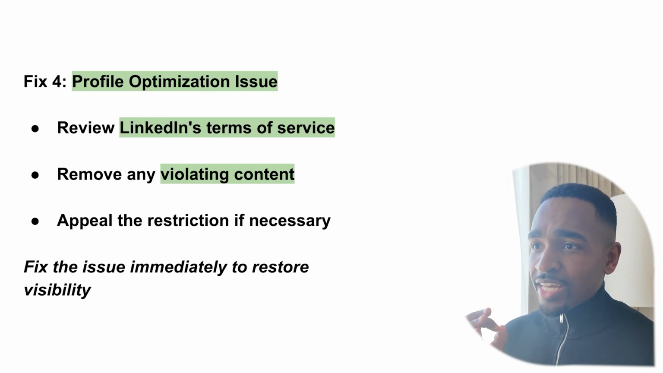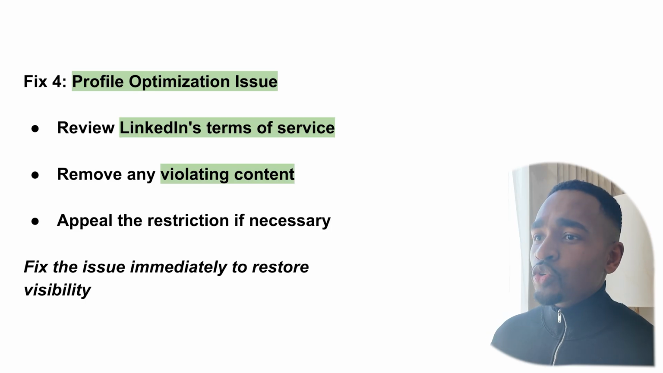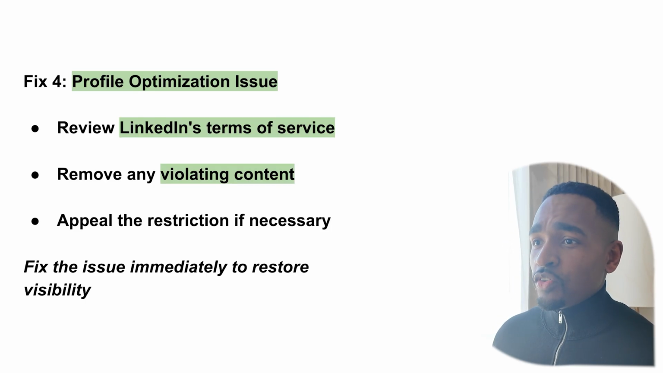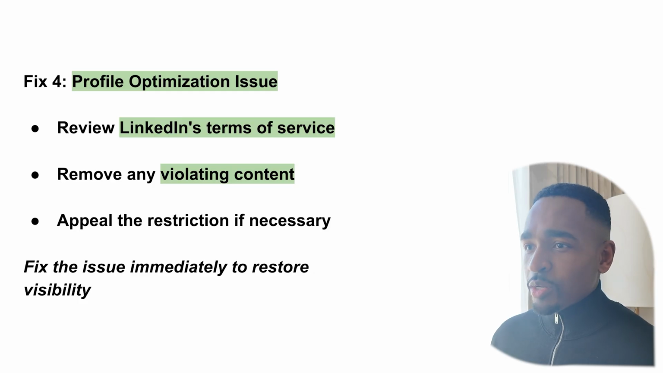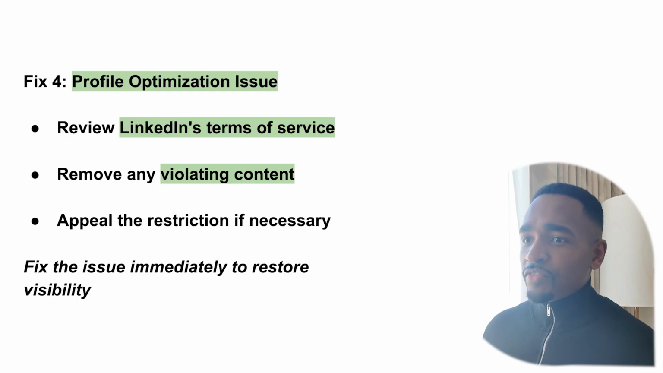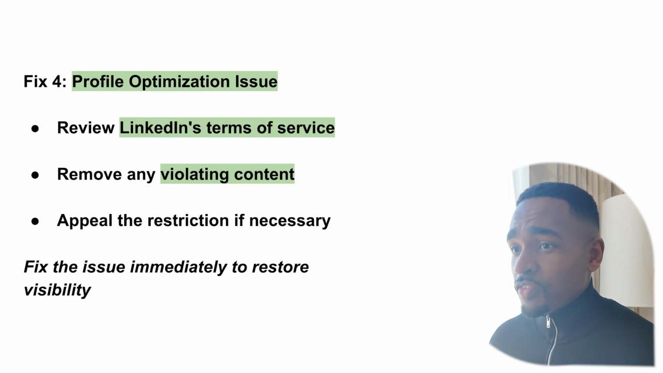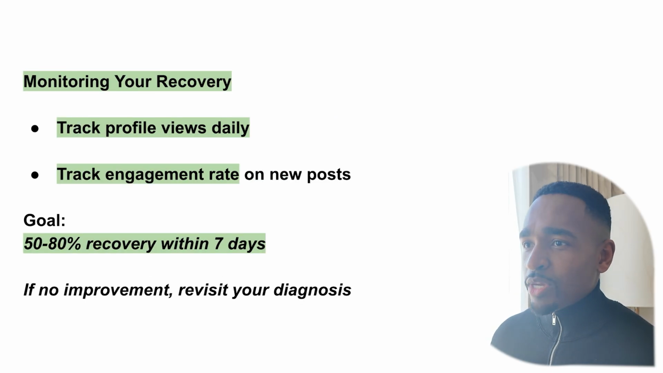The fourth fix is then the profile optimization issue. So again, if you have been flagged, make sure you review LinkedIn's terms of service. Actually look at what it is that you violated. It might be spammy content, excessive self-promotion, or using automation tools. So make sure that you actually comply with LinkedIn's terms. And if necessary, there is an appeal process to help you get over the line. And once you can fix that, your visibility will then be restored.